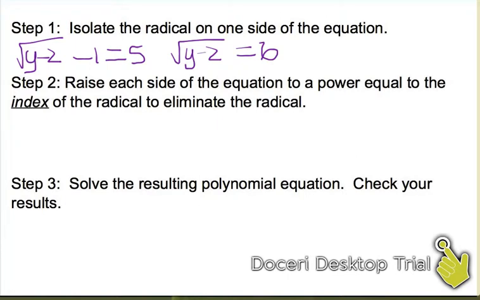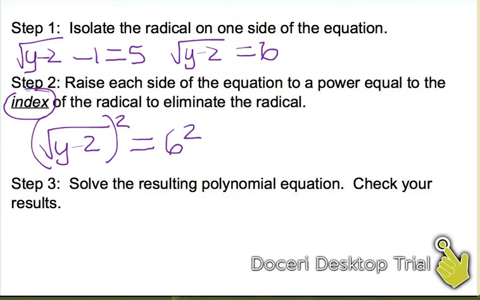Okay, next I'm going to raise each side of the equation to a power equal to the index of the radical to eliminate this radical. Now the index of this one is 2 since we're taking a square root. So on the left I'll have y minus 2, and that whole thing gets squared, and that will equal 6 squared. And finally, step 3, I'll solve the resulting polynomial equation. It's important to check your results. Just like with absolute value equations, I can end up with extraneous solutions, so I always need to make sure I don't have extraneous solutions.